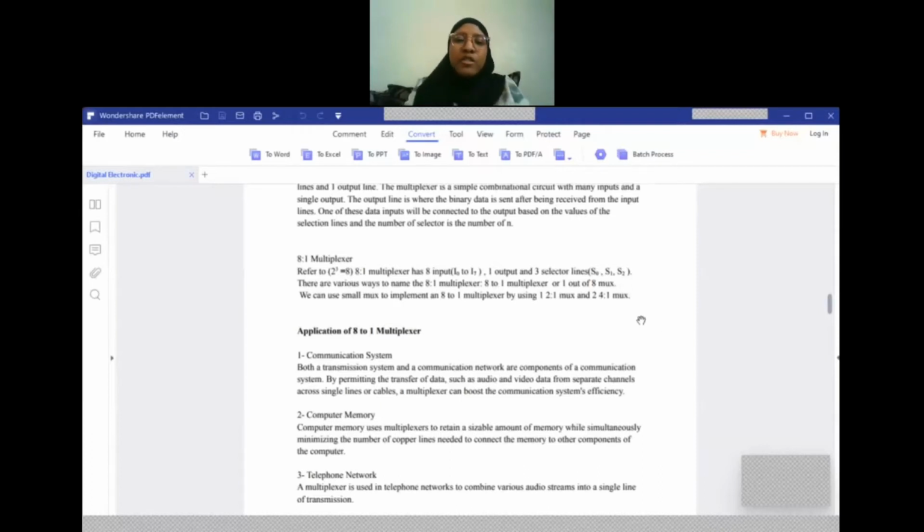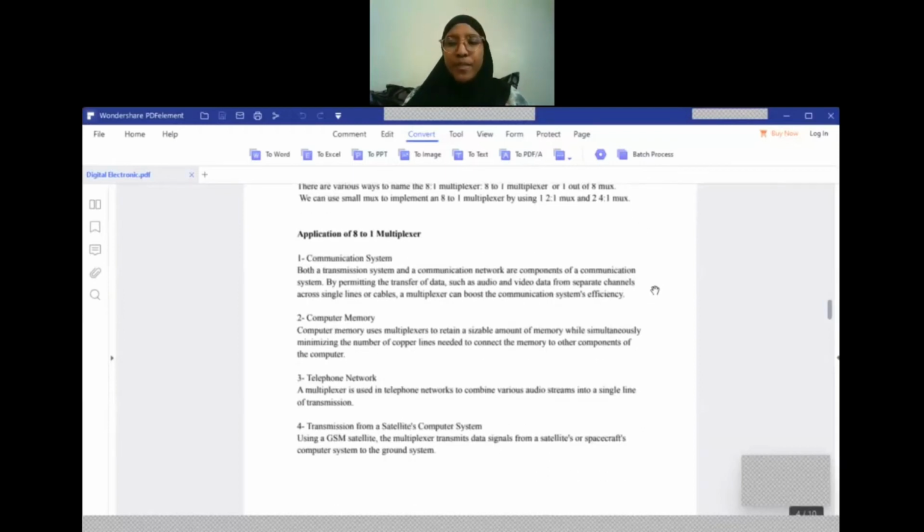We can use smaller muxes to implement an 8 to 1 multiplexer, by using two 4 to 1 muxes and one 2 to 1 mux. Here are the applications of the 8 to 1 multiplexer. Number 1, communication system. Number 2, computer memory. Number 3, telephone network. Number 4, transmission from a satellite computer system.